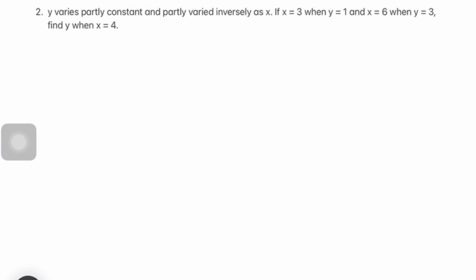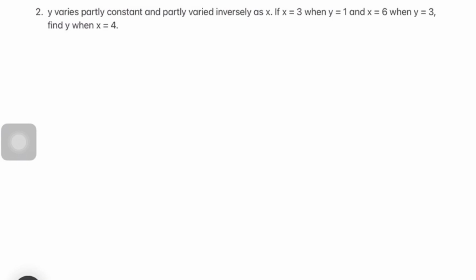Example number 2 reads: y varies partly constant and partly varies inversely as x. If x is equal to 3 when y is equal to 1, and x is equal to 6 when y is equal to 3, find y when x is equal to 4. So it's just the same as the other one. The only difference is that in the first one, the second term was varying directly, but this one is inversely, right?